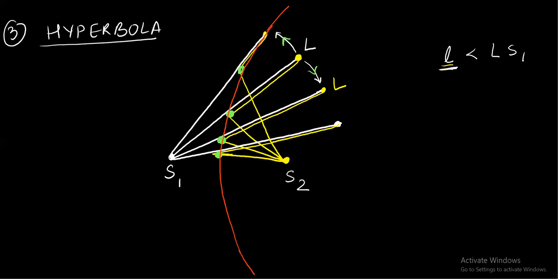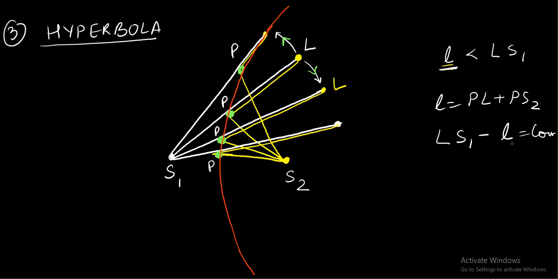Length of the string is fixed, right? How much is the length of the string? I can say that ये जो points है ना जहाँ पे turn ले रहा है उनका नाम मैंने P रख दिया. So length of the string is basically equal to PL plus PS2, correct? Okay. And if I subtract L from LS1, then I will always be getting a constant. Why constant? Because LS1 is a fixed quantity. Length of the string is also fixed. So when I subtract them, I will always be getting a constant quantity.